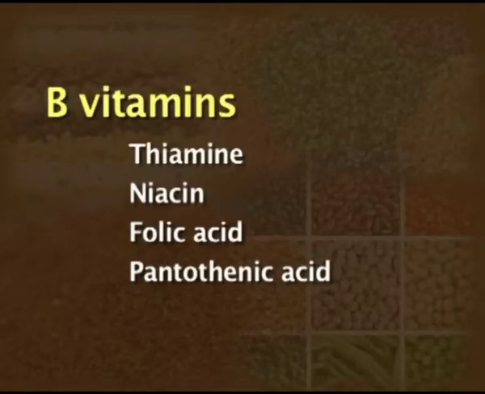Pulses provide very good sources of B complex vitamins, which include thiamine, niacin, folic acid, pantothenic acid, and they are basically lacking in vitamin A and C, but vitamin A and C are available to some extent when these pulses are eaten fresh and tender and in a green condition.